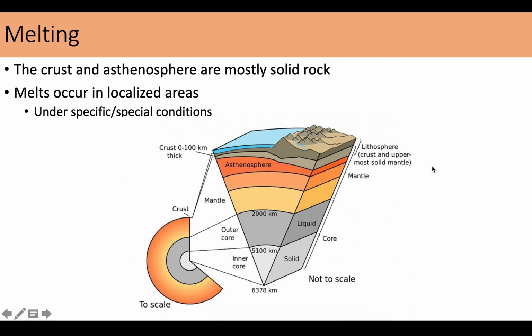So we talk a lot in this class about the crust and the asthenosphere. We know the crust, the lithosphere, and the asthenosphere from when we talked about plate tectonics. Both the crust and the asthenosphere are mostly solid rock. So most of that material is solid rock. Melting, however, occurs in generally very localized areas. So there have to be specific conditions for melt to actually occur. It's not that we have melting magma right beneath our thin crust. We do have solid rock beneath our feet, and the melt happens only in very specific conditions in very localized areas.